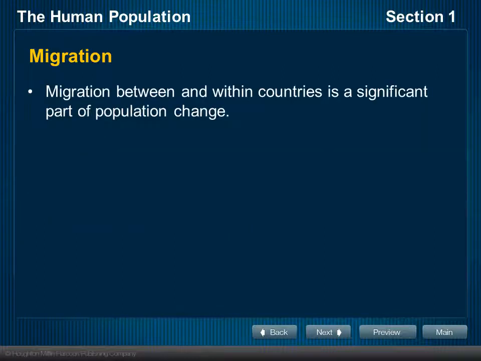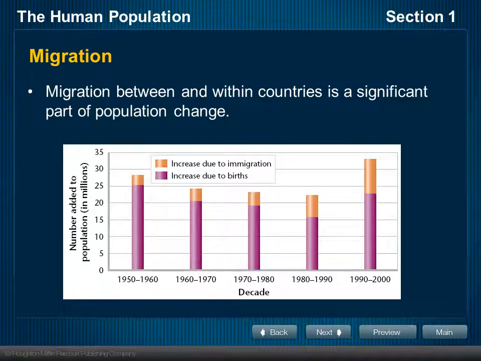So migration is an important aspect of demographics because it's the movement of people, and it's a significant player in terms of population change. This graph shows, and you can see the difference. The orange top of each bar is increase due to immigration. Not really significant in the 50s and 60s. I mean, it's a number there, but a small percentage compared to the increase due to births.